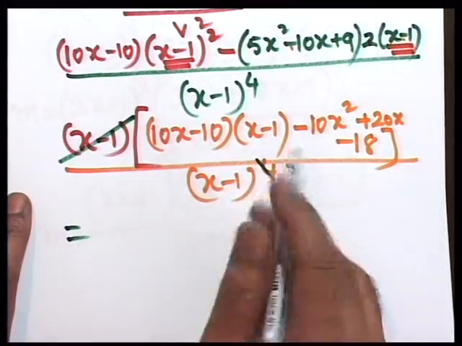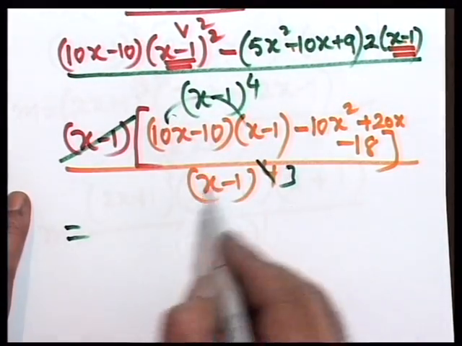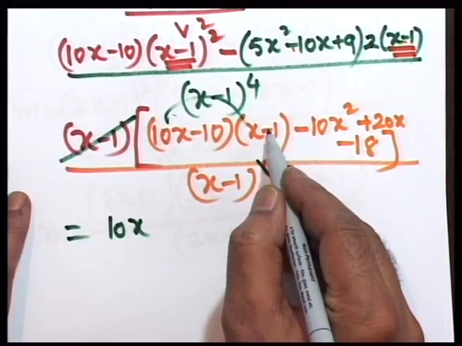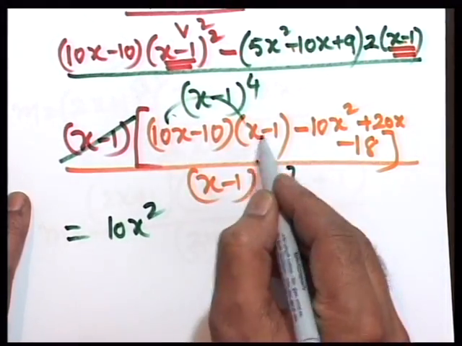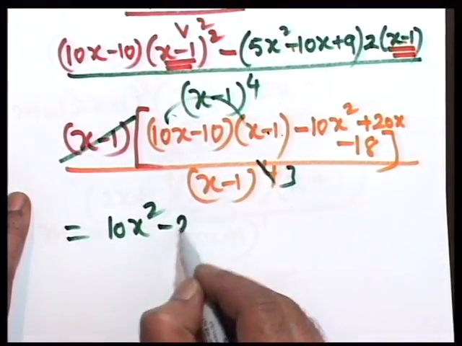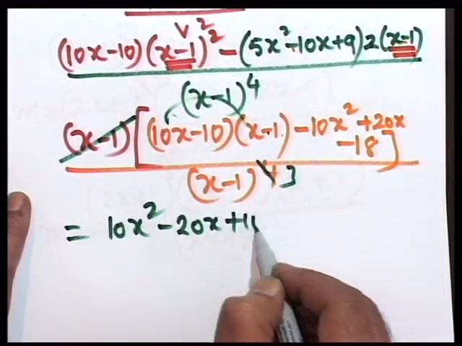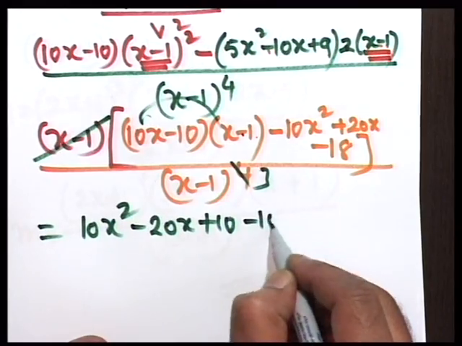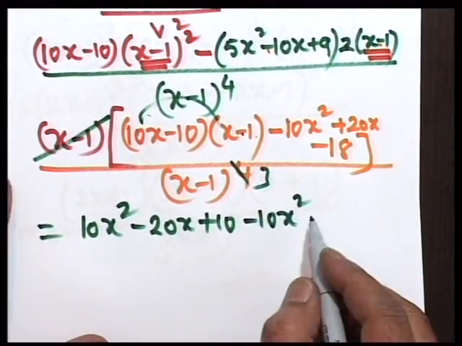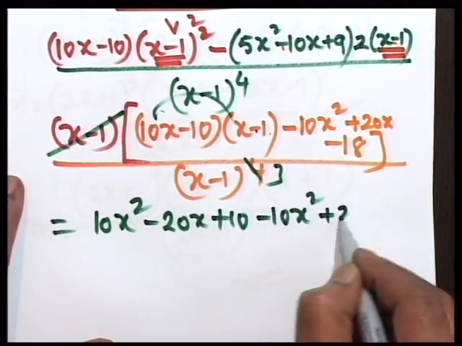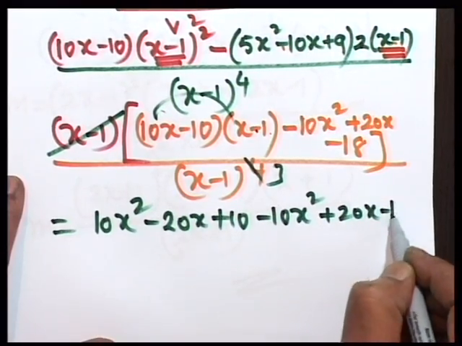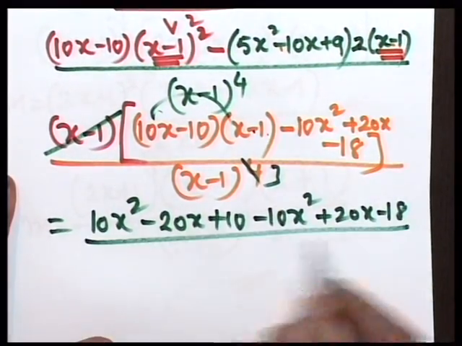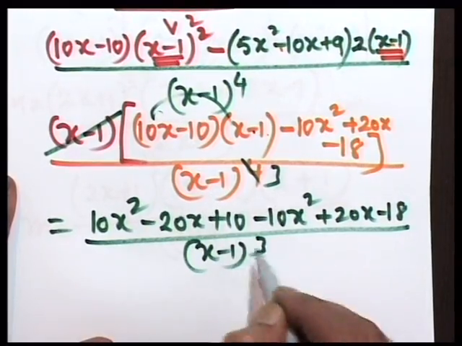Let's open this bracket and collect the like terms. 10x minus 10x squared minus 10x minus 10x minus 20x plus 10. That's what you get when you open the brackets, please. Copy that down the same. Minus 10x squared. Looks like they cancel out. Then we have plus 20x and minus 18. Divided by, we had the x minus 1 whole cube, please.